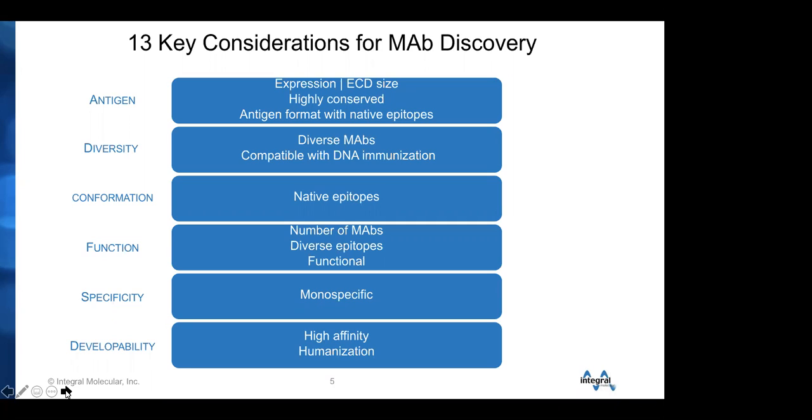Next is function. The discovery of functional antibodies really requires large panels of antibodies with diverse epitopes. Next is specificity, so making sure that the leads that you generate are monospecific and only hit the target of interest. And then finally, developability considerations, which include affinity and humanization.